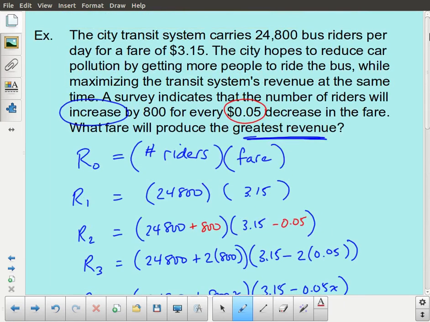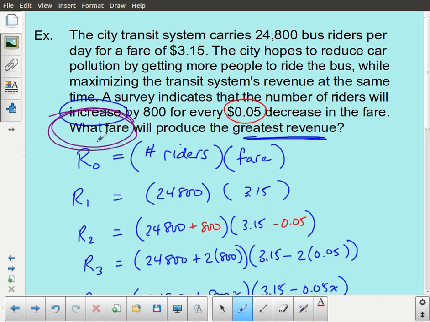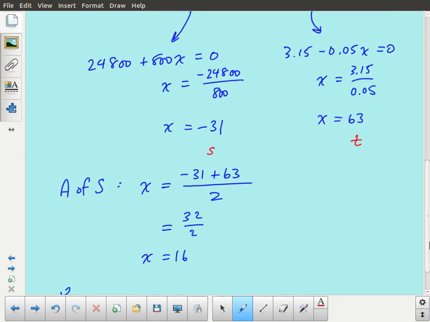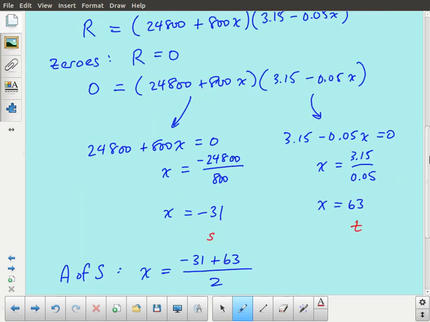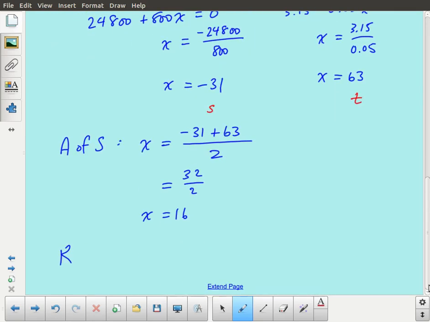Always make sure you're checking the question, because the question doesn't want to know the optimal value. The question wants to know what fare will produce the greatest revenue or the optimal value. The fare is this thing, which in our equation is this part of the equation. So that's what we're interested in right there. 3.15 minus 0.05x.